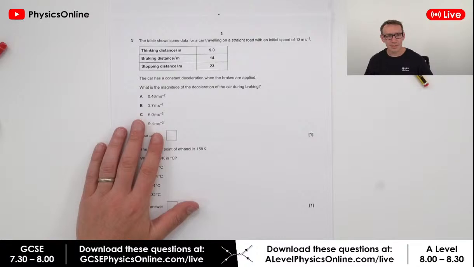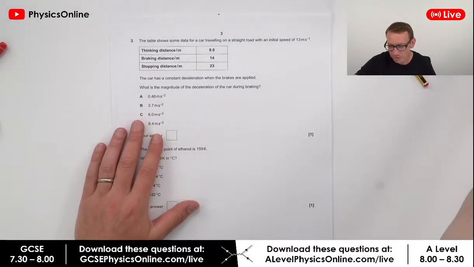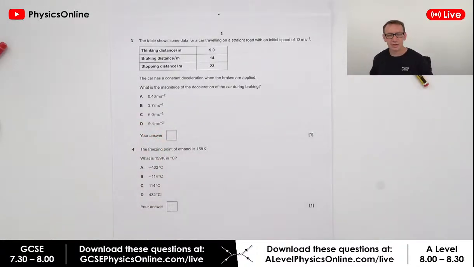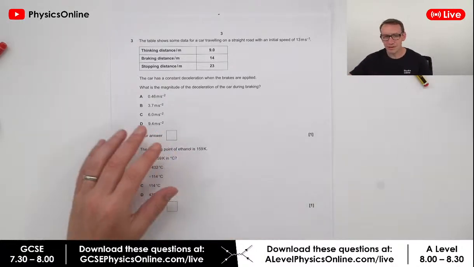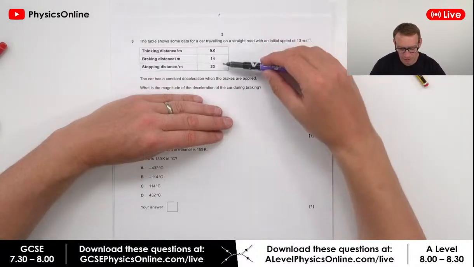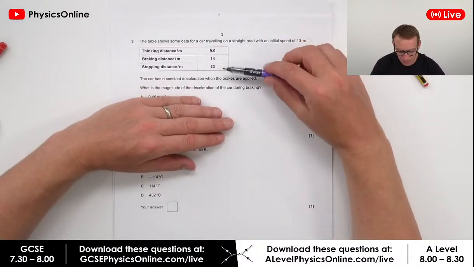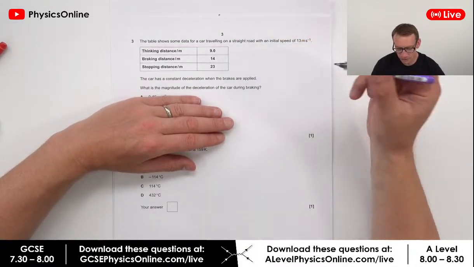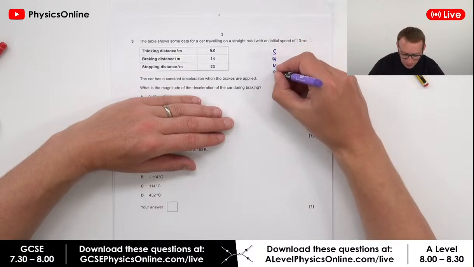Okay, the table shows some data for a car travelling on a straight road with an initial speed of 13 meters per second. So a question like this, I would say don't look at the answer. Instead, think we've got a motion question. What's the magnitude of the deceleration of the car during braking? I'm going to write down SUVAT.